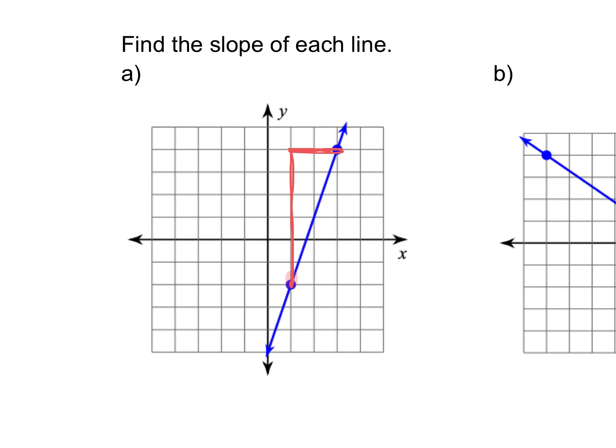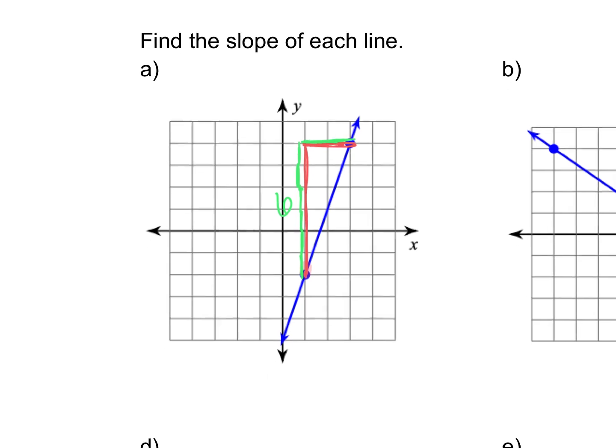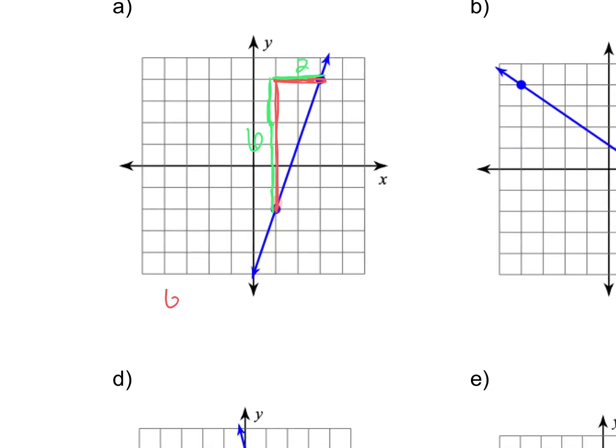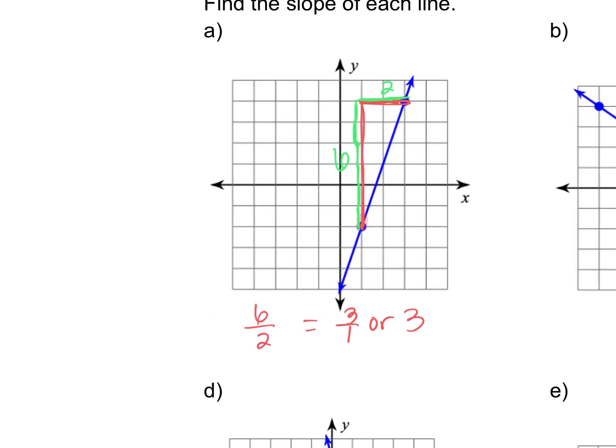Actually, I'm going to start over counting. So make sure you're watching. 1, 2, 3, 4, 5, 6 spaces. So up 6, that's the rise, over 2. So rise over run is up 6 over 2. So we're going to do 6 over 2. And when you reduce that, it reduces to 3 over 1, or you could just write 3 because it's a whole number. Really fast, let's talk about reducing.